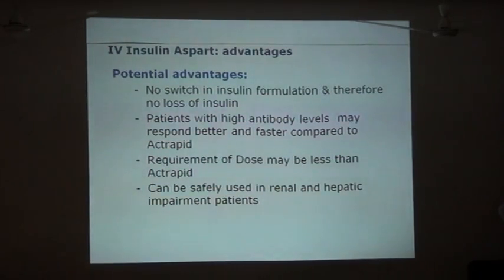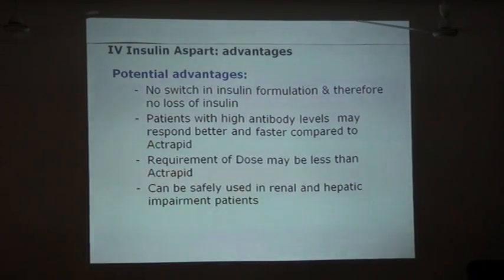Patients with high antibody levels may respond better and faster compared to the regular insulin. That is again a very important thing, and in my life it has happened so often that the juniors are very scared of using more than 10 milliliters per hour of insulin injection. 3, 4, 5, 6 is fine. Even when you are giving 10 milliliters per hour, and the sugar is 300, they are worried to go up. And this happens because you have insulin resistance.